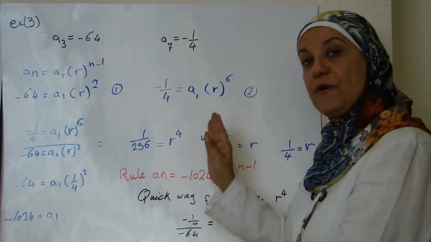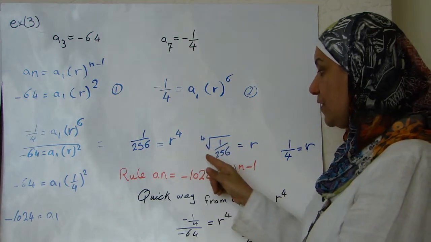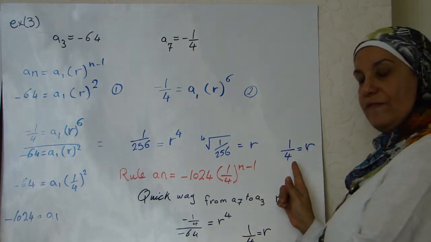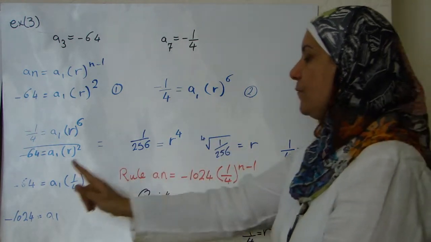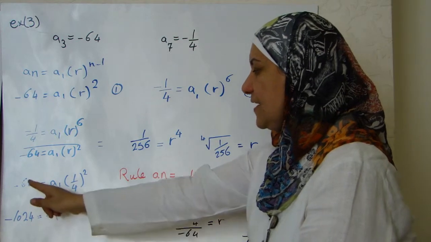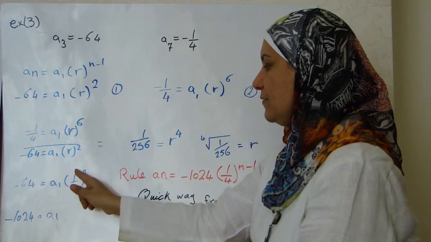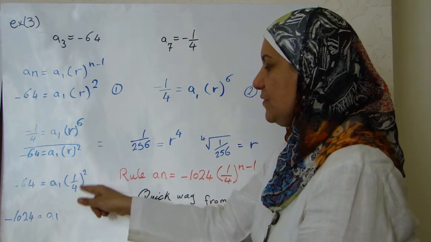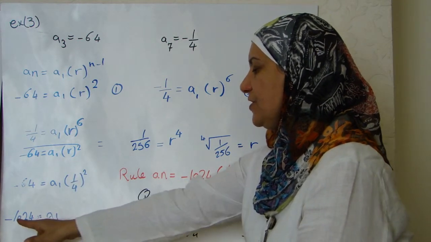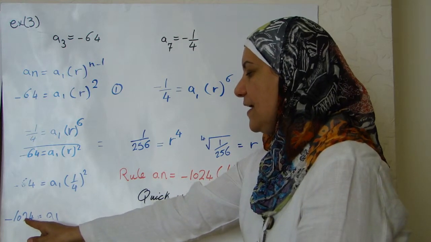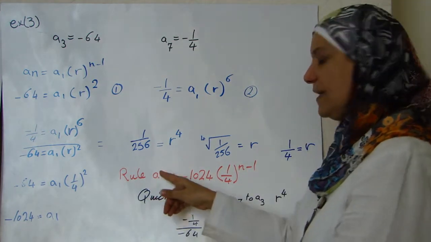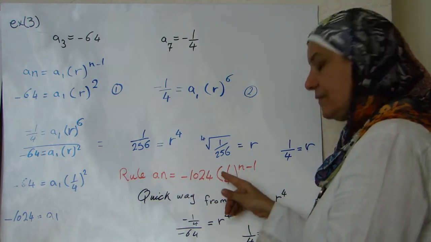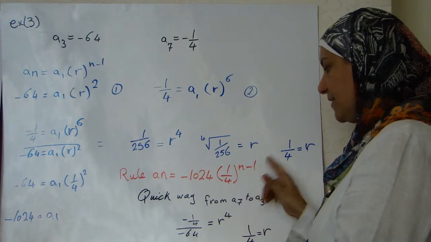So I'll find the fourth root of 1 over 256. I get the R, which is 1 over 4. Now, let me substitute and find the rule. Negative 64 equals A1 times (1 over 4) to the power 2. I've substituted with the R. I'm going to get A1, which is negative 1024. Let's put it in the rule. AN equals negative 1024 times the bracket, which is the R, (1 over 4) to the power n minus 1.